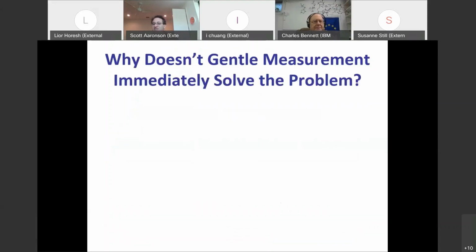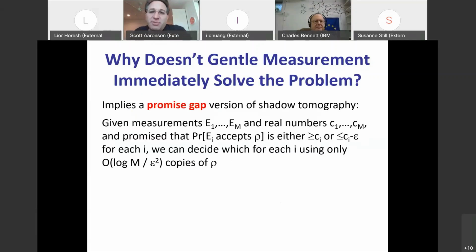Okay, so gentle measurement and amplification are so wonderful. You might ask yourself, well, then why don't they just immediately solve the shadow tomography problem? Why can't we just use those and just do an amplified gentle measurement for each of our measurements, E1, E2, up to EM, until we're done? Well, let me tell you what the problem is.